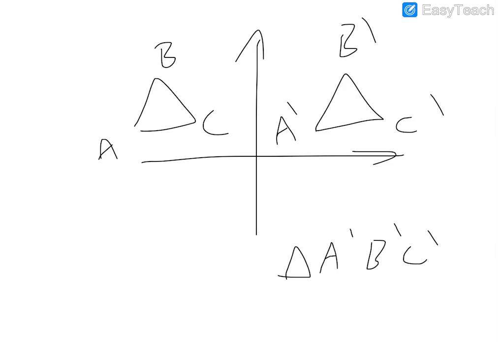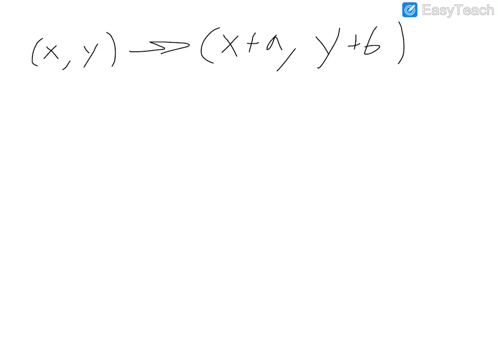A translated figure, since you're not doing anything to it other than moving it, is congruent to the original figure. And if we're using something called mapping notation, it would be written like this: (x, y), where x and y is the original point, and then it turns into (x plus a, y plus b). And this is assuming that you're taking a point and moving it a units right and b units up.